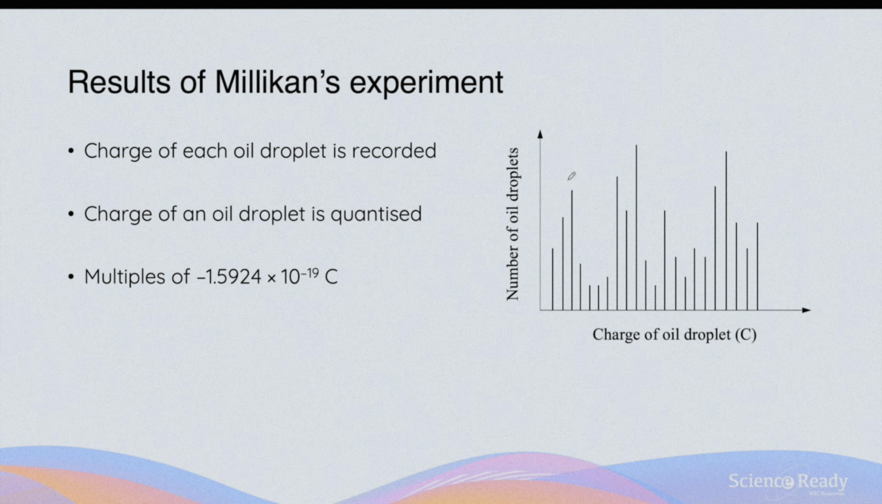This graph shows you an example of his results. Millikan realized that the charges of the oil droplets are all quantized, meaning that the values of the charge were all multiples of a very small value. Millikan found the value to be minus 1.5924 times 10 to the power of minus 19 coulombs.